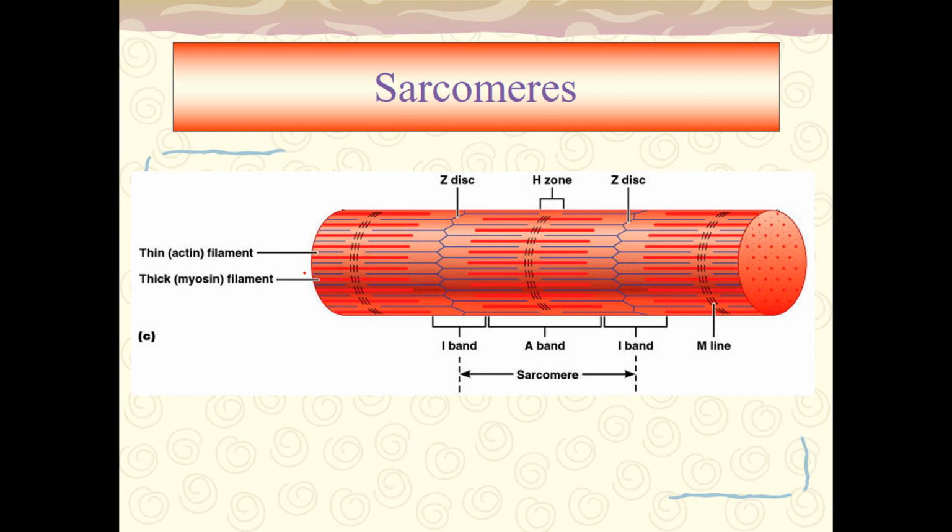So these blue lines are the thin filaments, and the red lines are the thick filaments. Here is our A band, and we see that the thick filaments extend across the entire length of the A band. Thin filaments extend across the I band partway into that A band. Here is this Z disc. So from here to here is a sarcomere. And we'll talk about this M line and this H zone in a little bit.